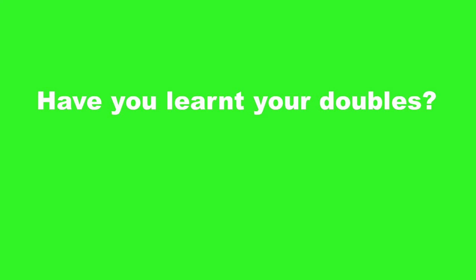For our next activity, we're going to look at some number sentences. They're going to all be doubles, so you'll see a question come up in red, and that's the one you need to answer, and then the answer will come up. So we'll get started.